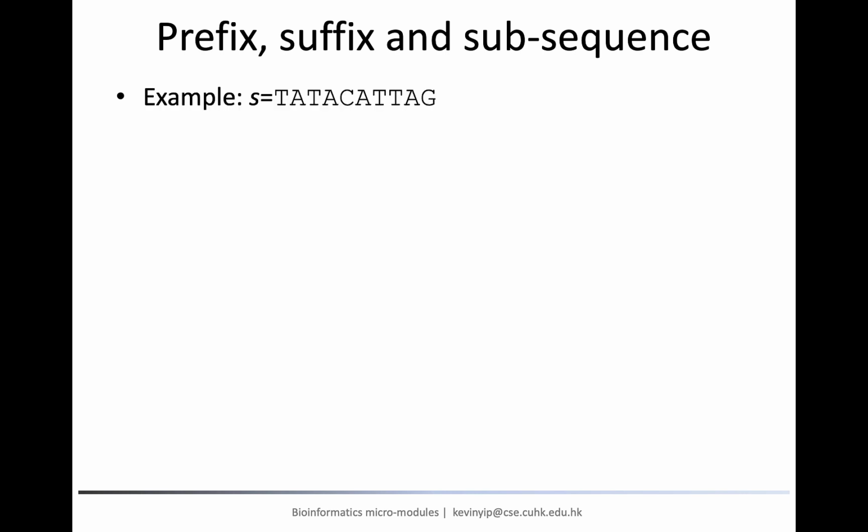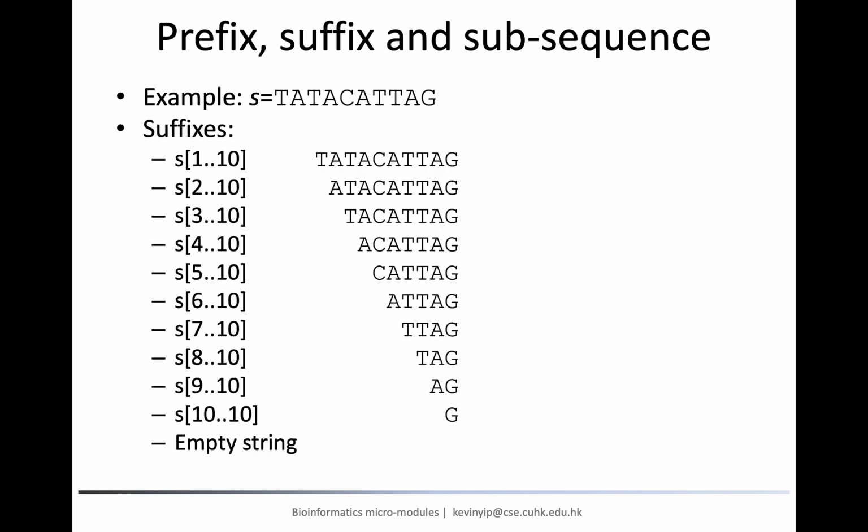Let's see an example. Suppose S is our famous TATACATTAG. The full set of suffixes is shown here. If we use the square bracket notation introduced before, the suffixes are S[1..10], S[2..10], and so on, until S[10..10], and also the empty string. This empty string case is a bit troublesome because it is not clear how we should represent it using the square bracket notation.